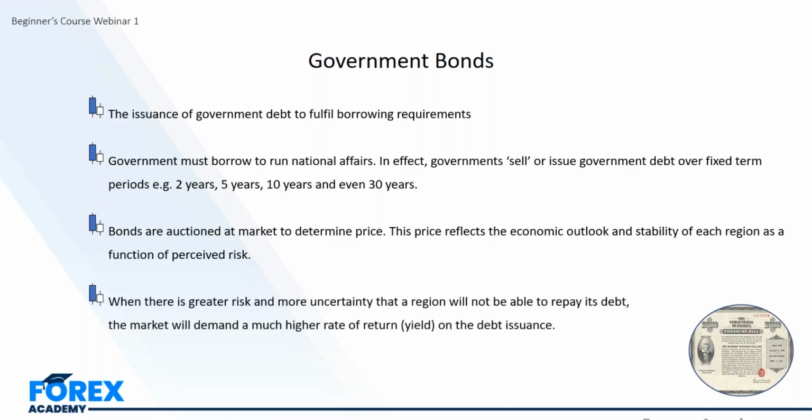When there is a greater risk and more uncertainty that a government will not be able to repay its debt, the market will demand a much higher rate of return, and that's known as the yield on the debt issuance. So that does sound complex, but let me just describe it to you in a little detail. We'll take, for example, the European sovereign debt crisis: Greece, Portugal, and Italy, particularly Greece. So obviously when Greece was going through a sovereign debt crisis, there was considerable belief that they might not be able to repay their outstanding loan repayments on their bonds.